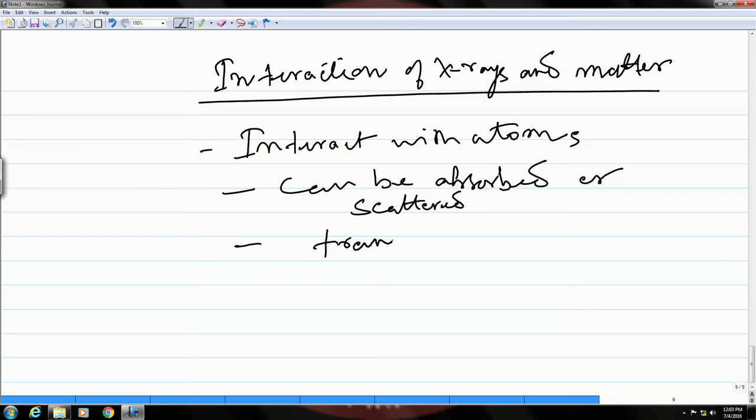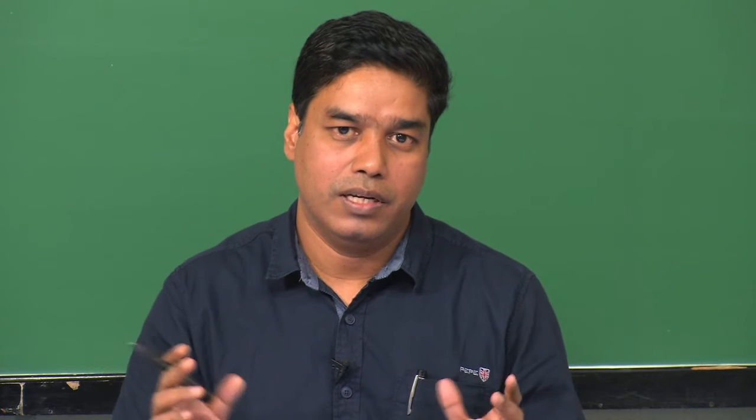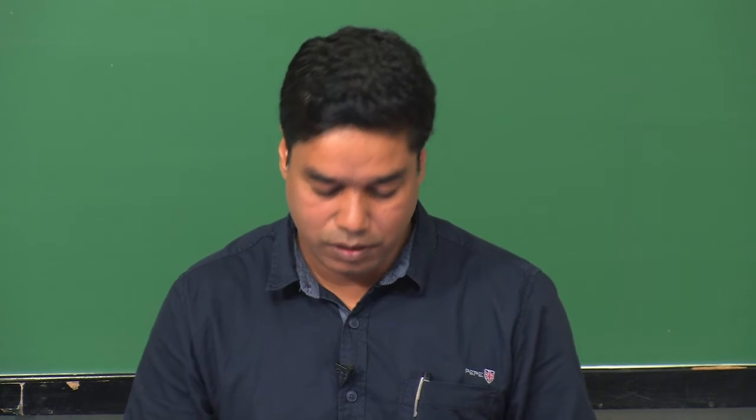And then a part of it will be transmitted through the substance with a reduced intensity. So, all these things, the interaction between the atoms and the X-rays, will lead to attenuation or reduction in the X-ray energy. And this is why you see that fractional reduction, and that is how that particular equation comes into picture, which we just now talked about.